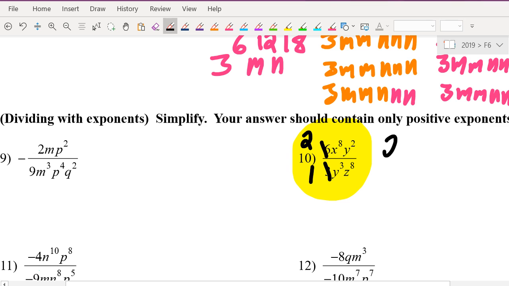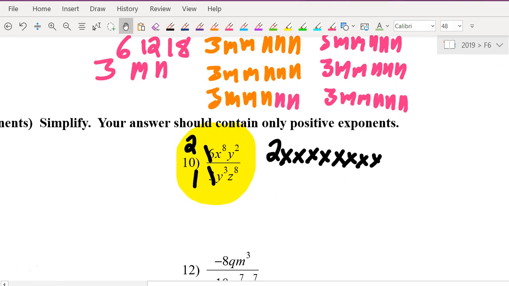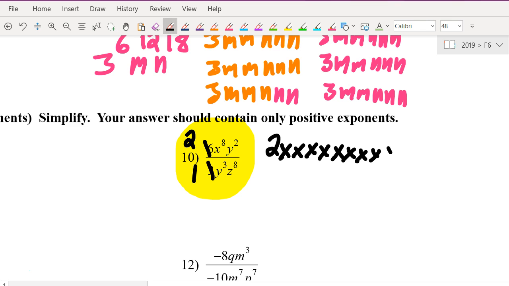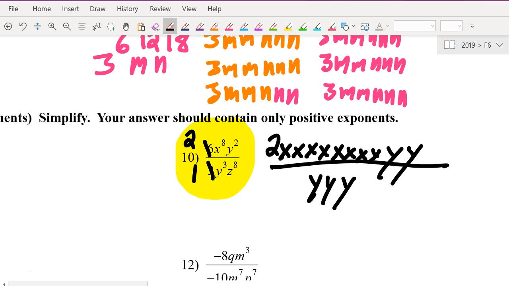Well, let's expand this because that's going to help us out on this one. 4, 5, 6, 7, 8. That's actually supposed to be an x. Okay, now what? 1 and 2 y's over 3 y's and 8 z's. 2, 3, 4, 5, 6, 7, 8. Okay. Good. So what can we cancel out?